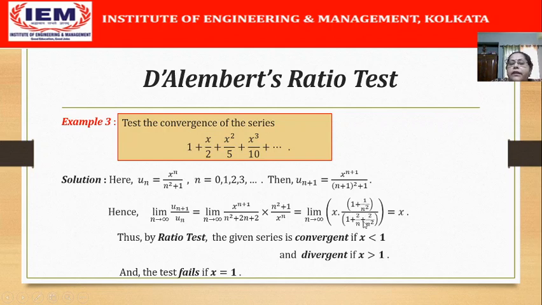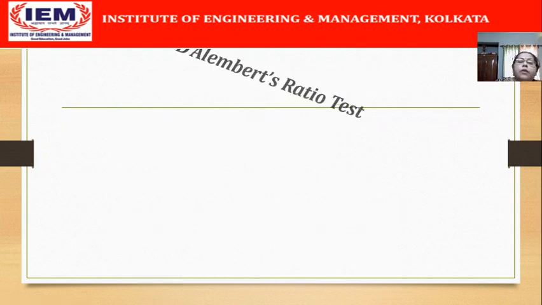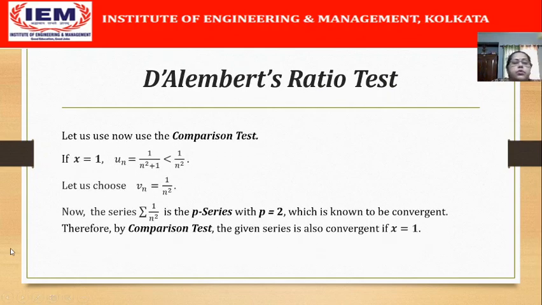So as we take the limit n tends to infinity, this term becomes 1. So finally the limit is x. So what can we conclude now by the ratio test? By the ratio test, this series will be convergent if x is less than 1, divergent if x is greater than 1. And of course, the test fails if x is equal to 1, right? So for x equal to 1, we have to think something else. So we have to use again comparison test for x equal to 1.